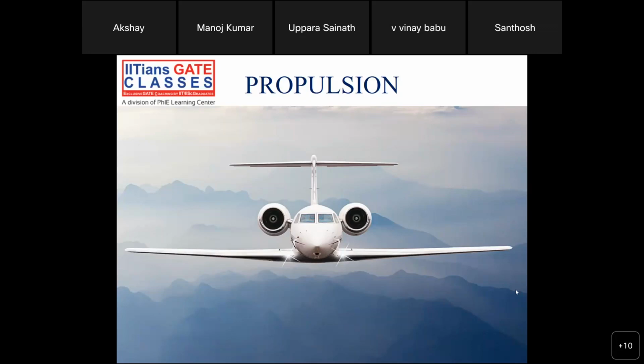And the other thing is you should have observed the tail. Where is the tail? It's a T-tail, yeah. So that is a configuration, high tail, right? High tail configuration or T-tail configuration. It's a very unconventional design of an aircraft.